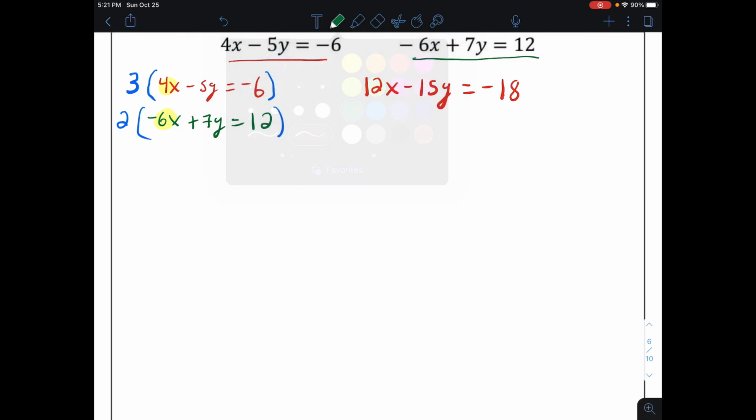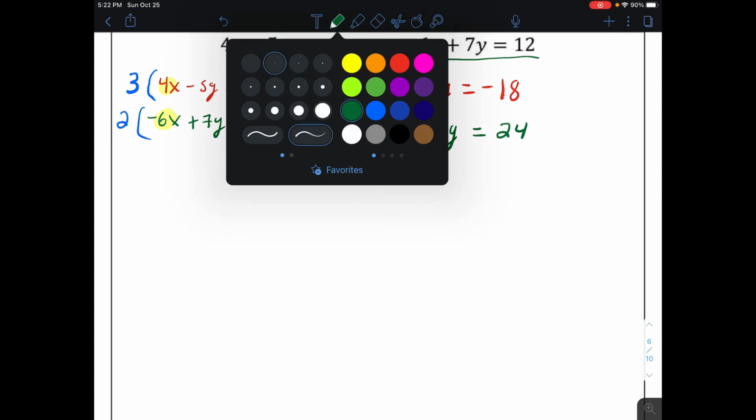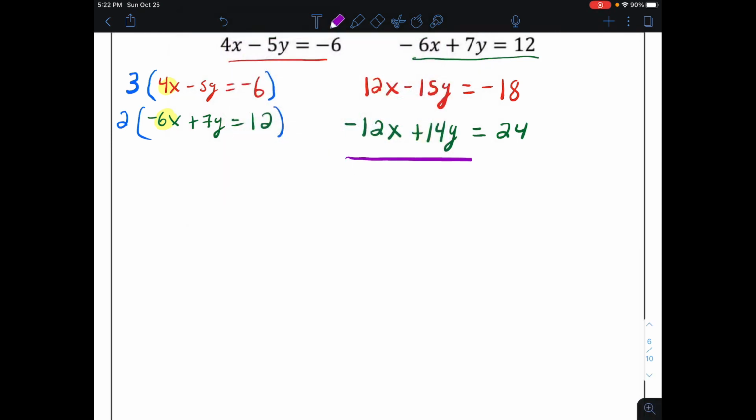My green equation, I choose to multiply by 2 so I can get a 12 in front of the x and have -12x. And it's all right that the signs are different. They don't have to match exactly. Plus 14y is equal to +24. Now that I have the same number in front of the x, even though they're different signs, it's okay. I'm going to solve this system.